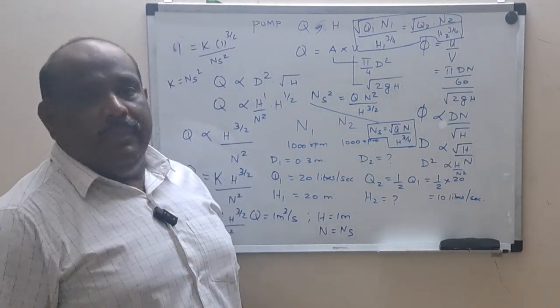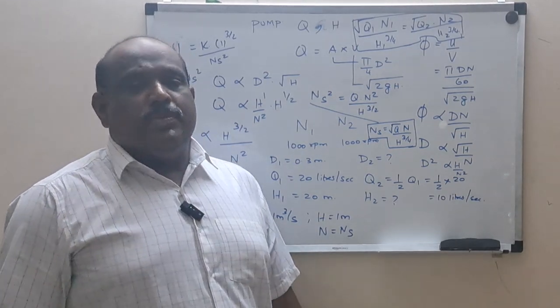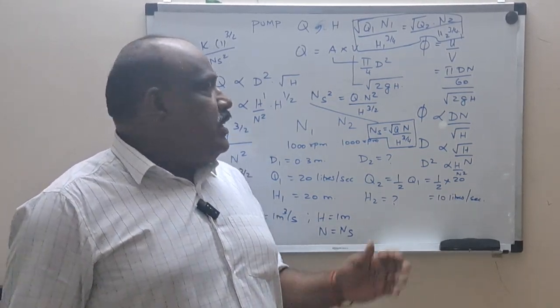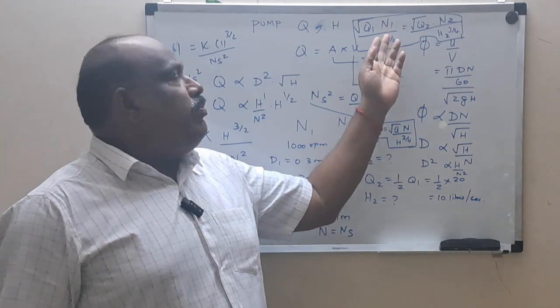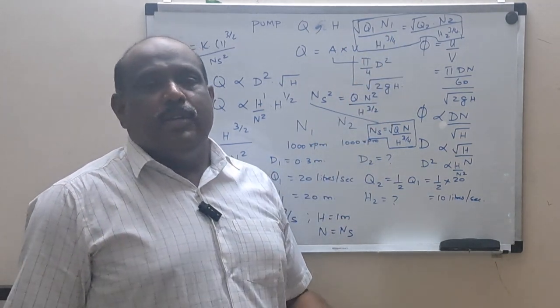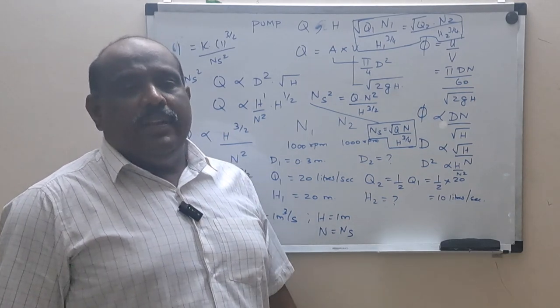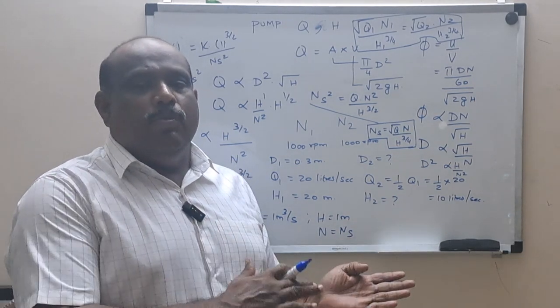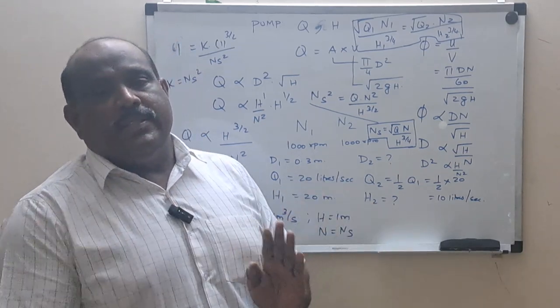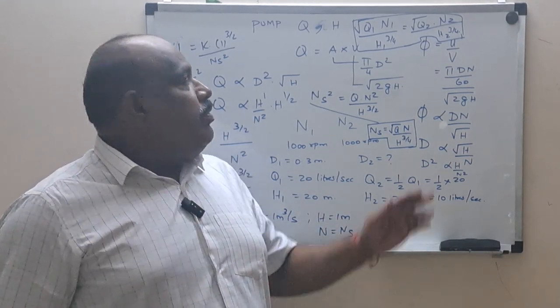In the exam, if you already know the formula for the specific speed of a pump, there's no need to derive all these things. You can go directly to the formula. What is the formula? Ns equals square root of Q into N by H power 3 by 4. Then you can make 1 on one side and 2 on the other side, and compare 1 and 2. From this we can get the required outcomes.